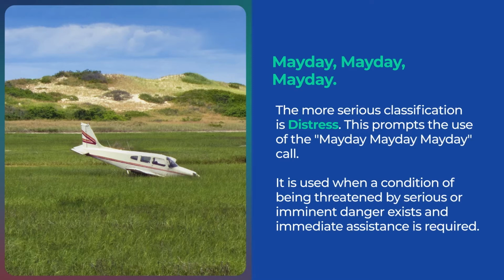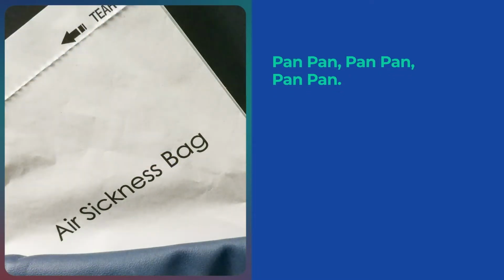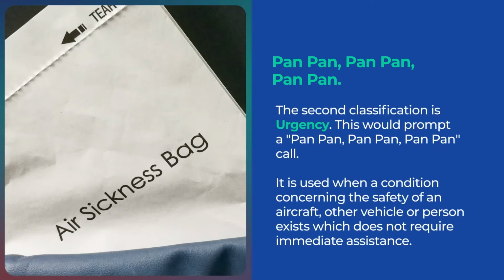Examples of when a Mayday would be used include engine failure, a fire, loss of control, structural damage, serious pilot illness or incapacitation. The second classification is urgency. This is used when a condition concerning the safety of an aircraft, other vehicle or person exists, but which does not require immediate assistance. This would prompt a Pan call. Examples of when a Pan call would be used include an ill passenger, becoming lost, or a rough-running engine.